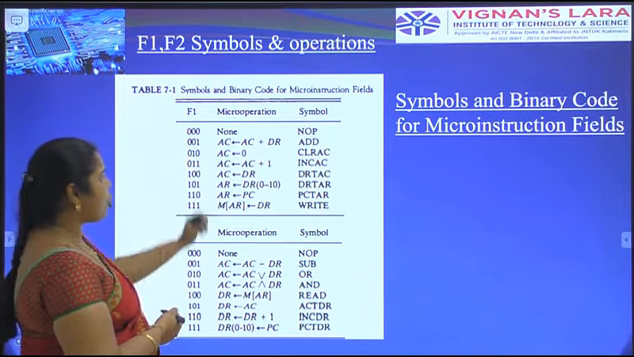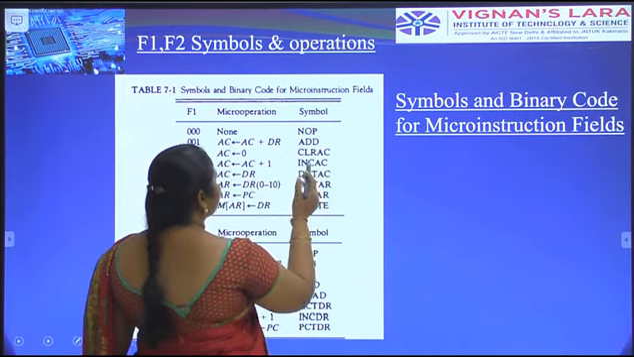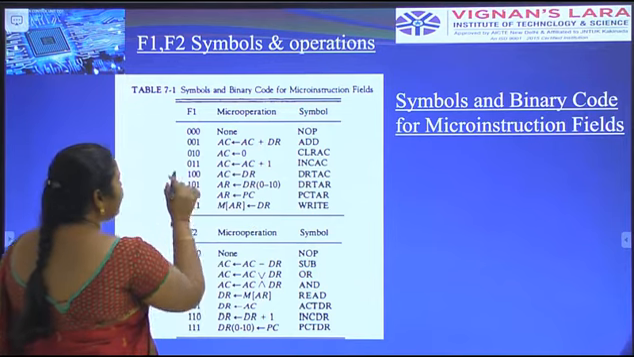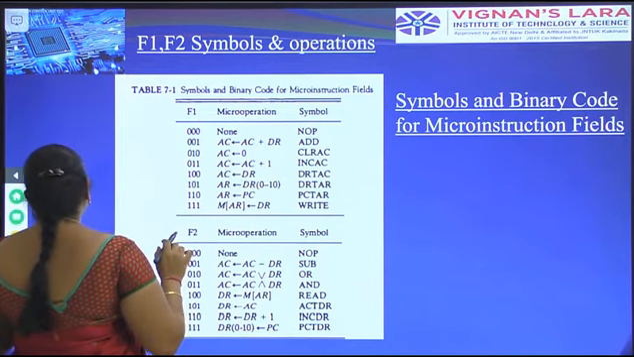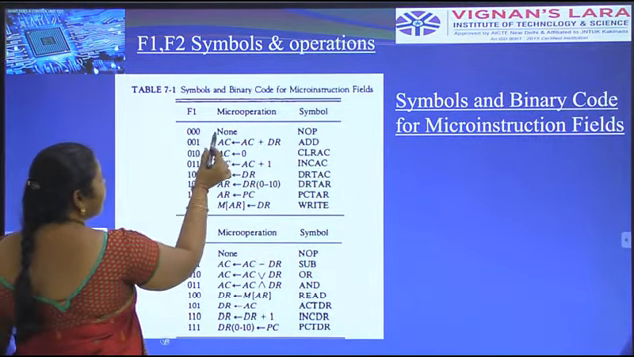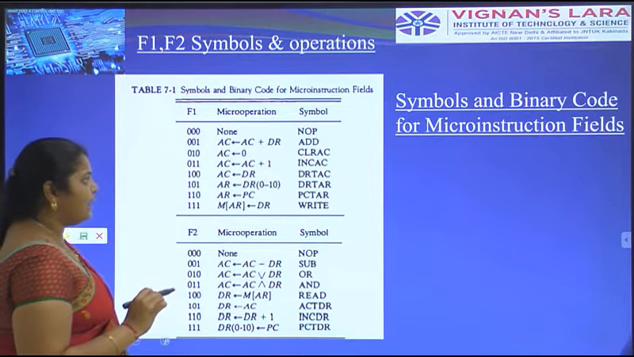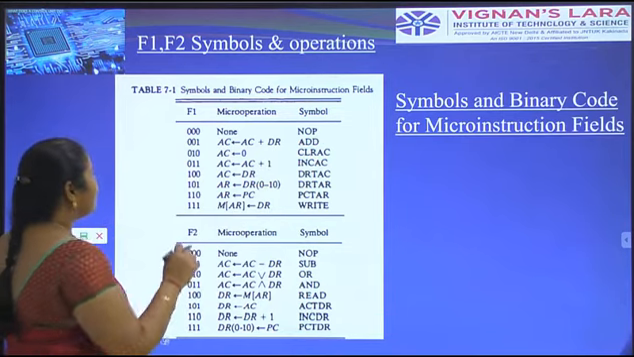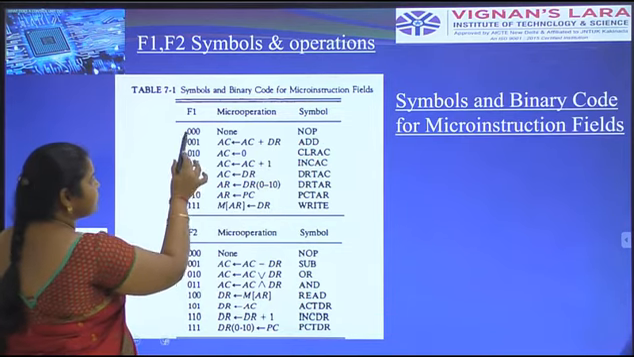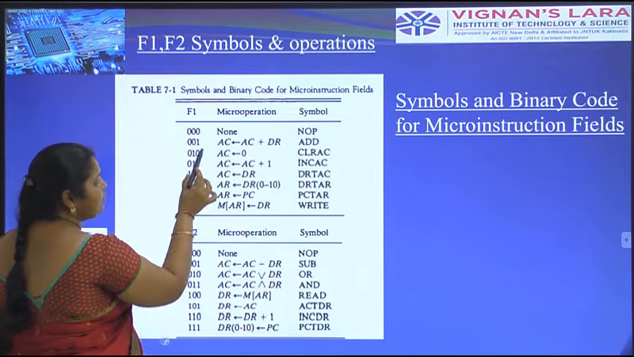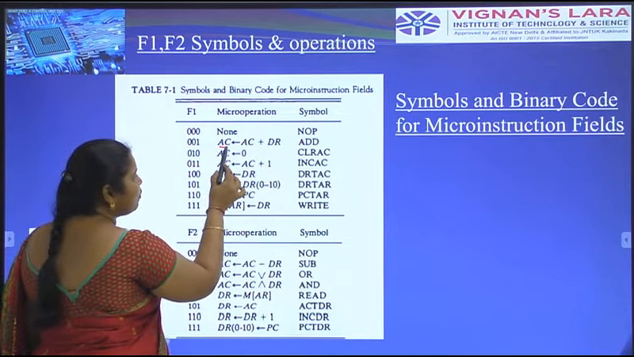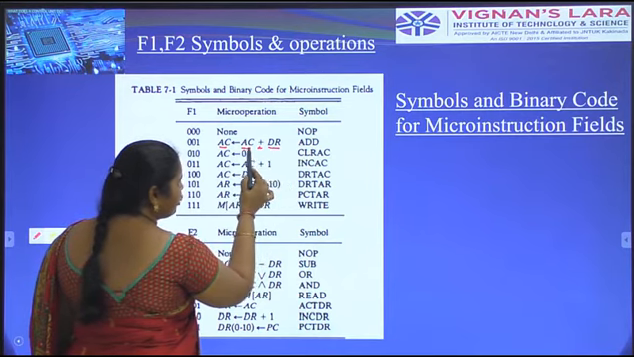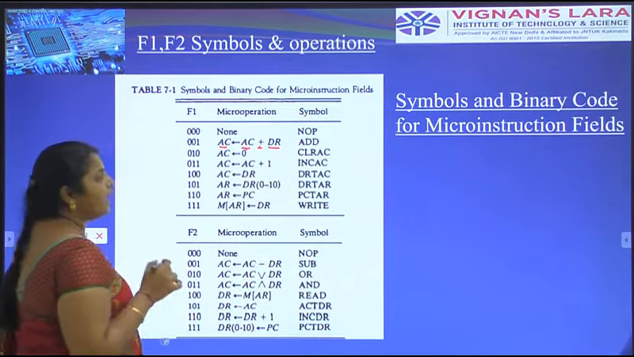It is a micro operation. Here the symbol means what operations are performed with the help of these micro operations. Here F1 is 000. Here the micro operation is nothing has to be done, that's why its symbol is NOP, no operation. From 000 there is no operation. From 001, the micro operation is that the data register information is transferred to the accumulator.